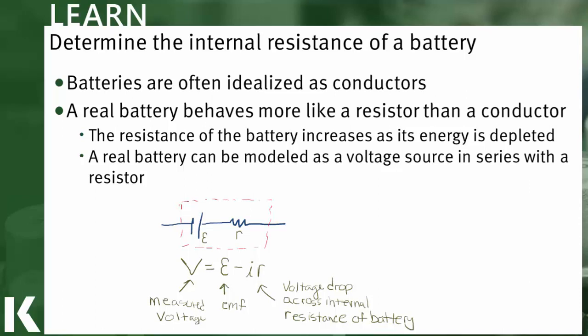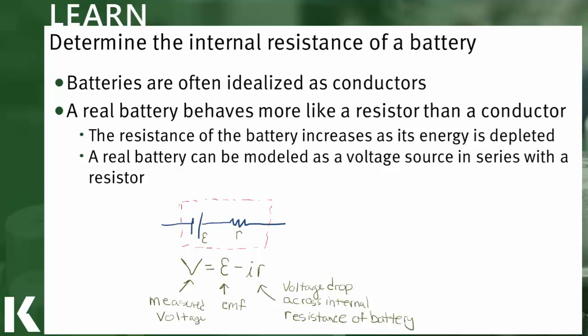And we can calculate the actual measured voltage by taking the stamped EMF, the 1.5 volts if it's a AA battery, minus the voltage drop across the internal resistance of the battery. So using Ohm's law, the voltage drop will be equal to current times resistance.